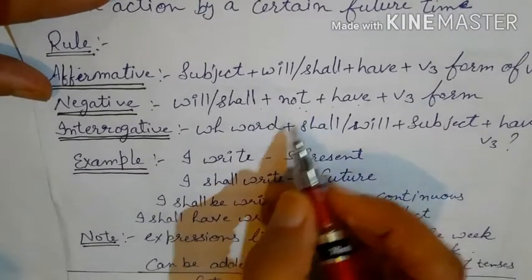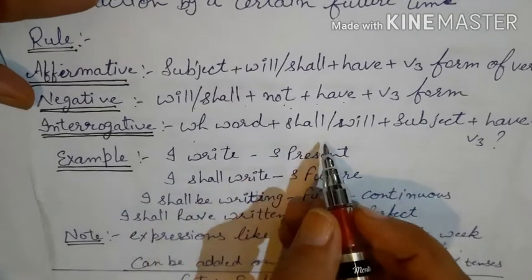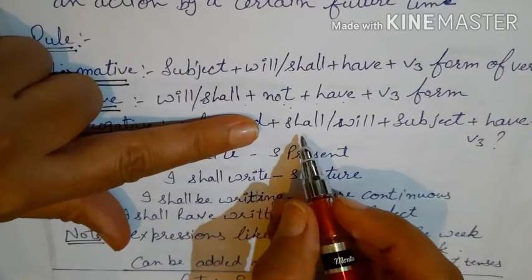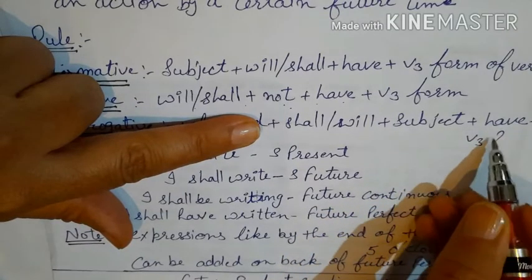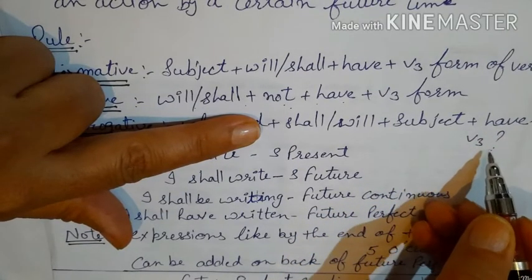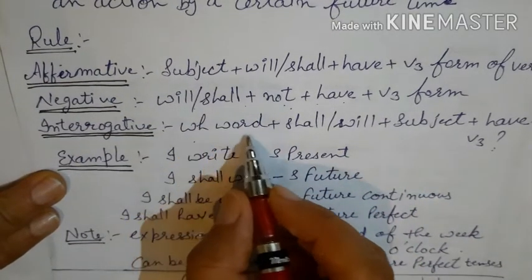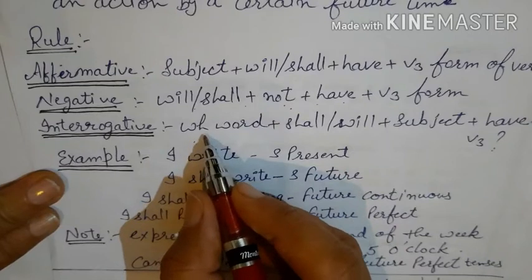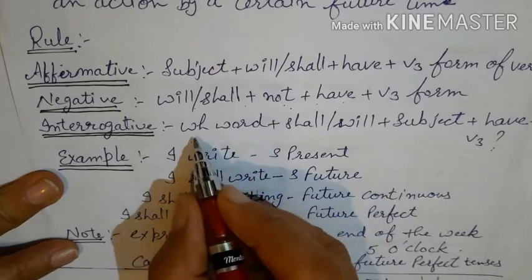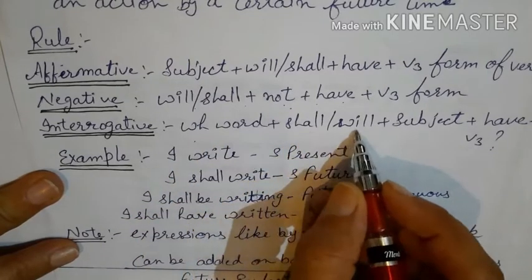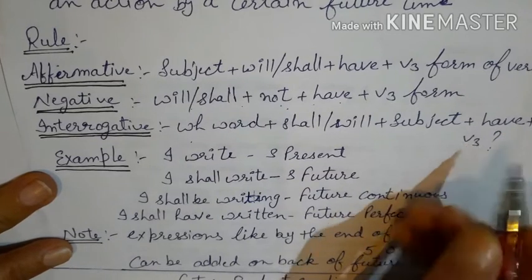If we have to make it interrogative, if it is a simple yes/no question, then we will write like this: will/shall plus subject plus have plus V3, and we'll add a question mark to it. If it is a question with a WH word like where, what, when, why, then we will write like this: WH word plus will/shall plus subject plus have plus V3 form.